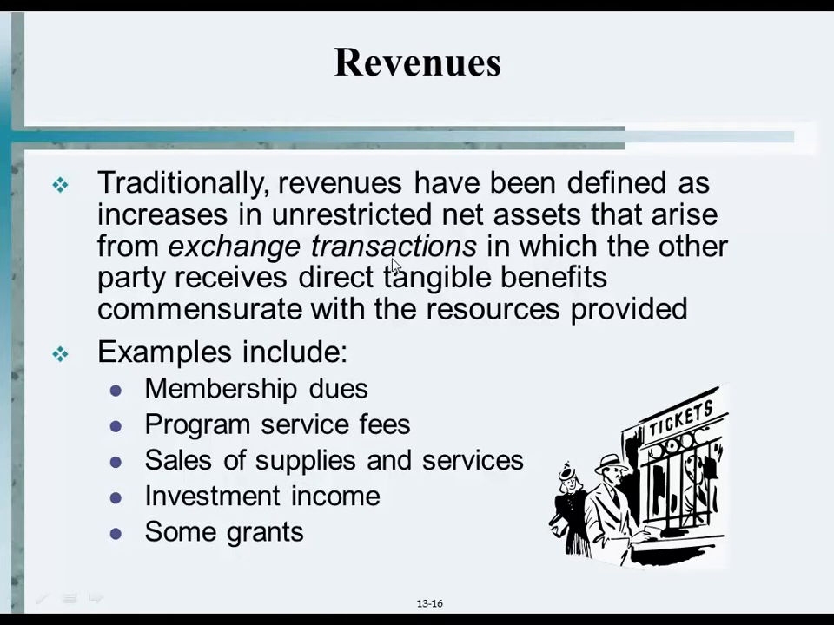So what you need to do is differentiate between exchange transactions and non-exchange transactions. Exchange transactions are always unrestricted. They're always unrestricted. And non-exchange transactions are your support and contribution revenues.